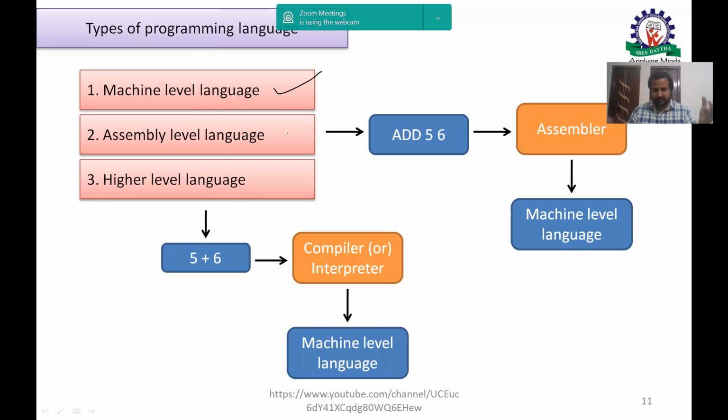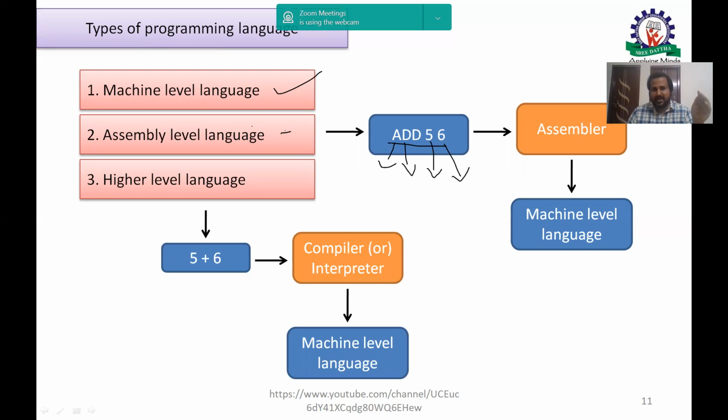because you cannot write it. For example, simply take this instruction, add 5 6. You should understand how to represent A in binary, how to represent D in binary, and how to represent this 5 in binary, how to represent this 6 in binary. So it is very difficult to write a large amount of instructions in binary level language. So what the developers have done is they have developed the assembly level languages.